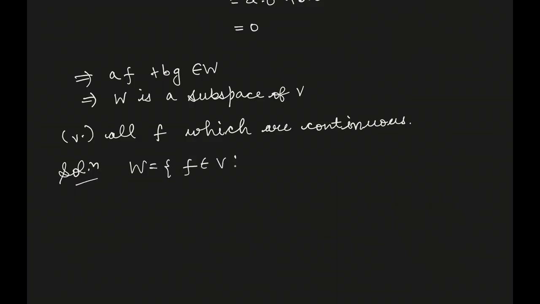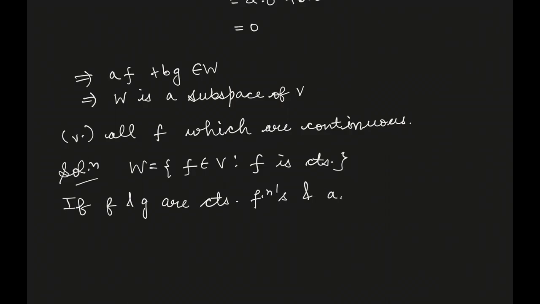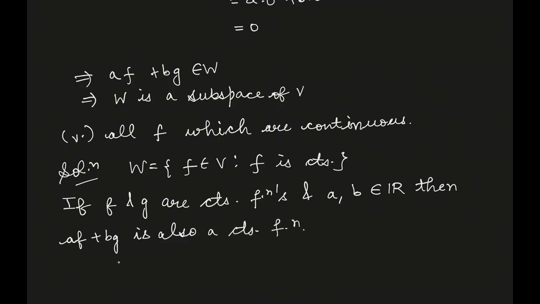F belongs to V such that F is continuous. So simply I can see that if F and G are continuous functions and A, B belong to real numbers, then AF plus G is also a continuous function. This implies W is a subspace of V.